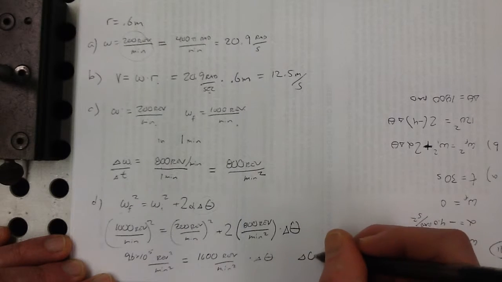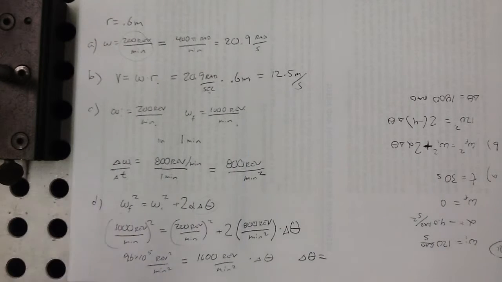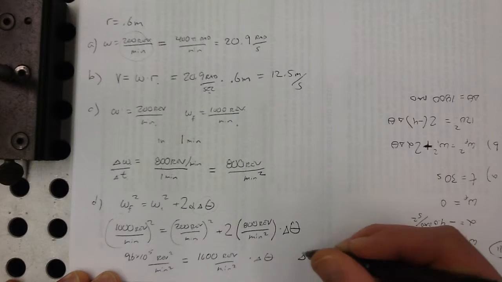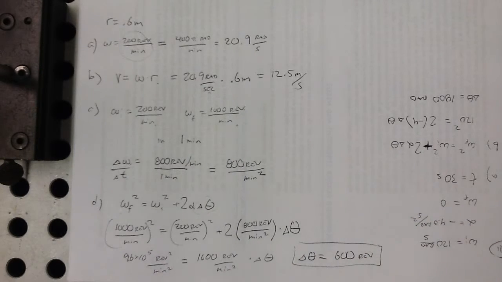So that will give me my angular displacement in revolutions is 9.6 times 10 to the 5th divided by 1,600, which is 600 revolutions. I don't know, maybe there's another simpler way to do that. If you did find a simpler way or a different way, if you did some conversions and you did it in a more complicated way, I think it's all fair game.